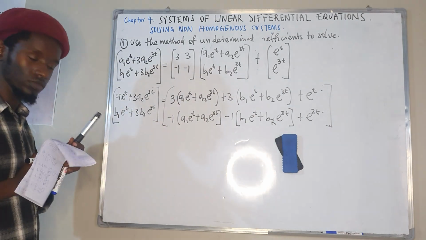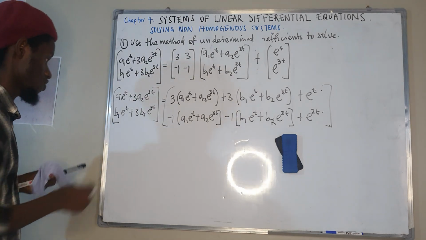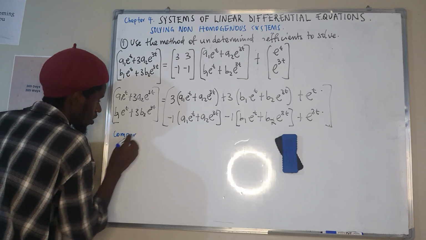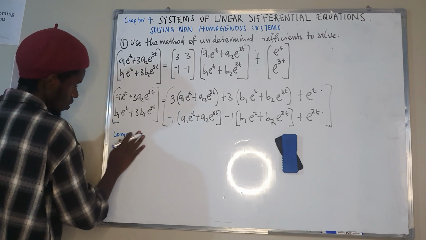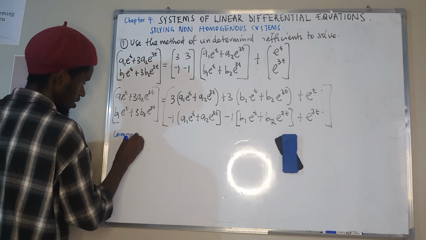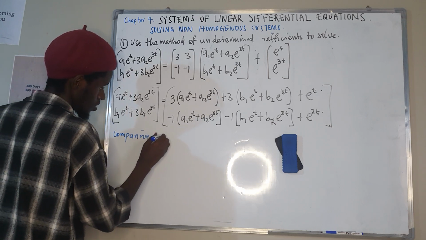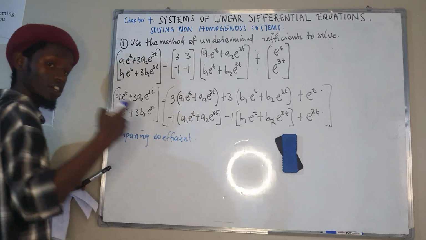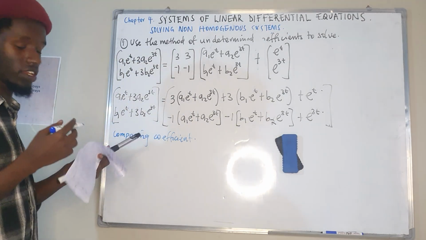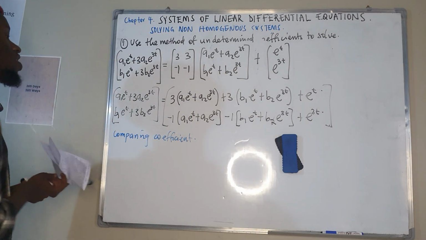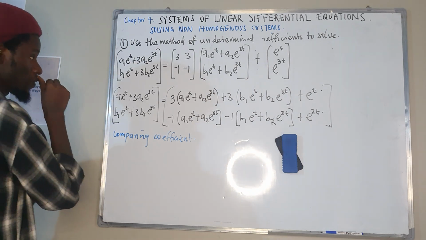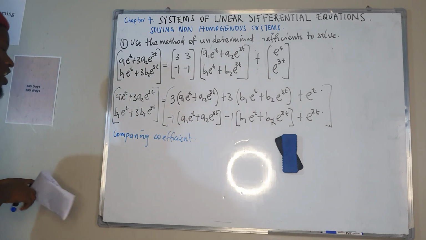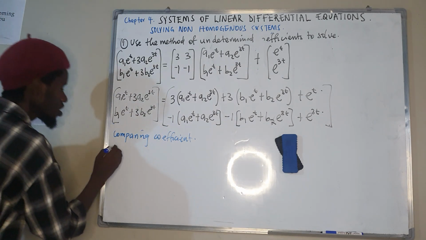Now from this step, what you have to do, I just want to compare coefficients now. Comparing coefficients. Remember, we are still finding xp. The only step is that I want to find xp. I want to get the value of a1, the value of a2, the value of b1, the value of b2. That way. Now, compare coefficients of all values with e power t.